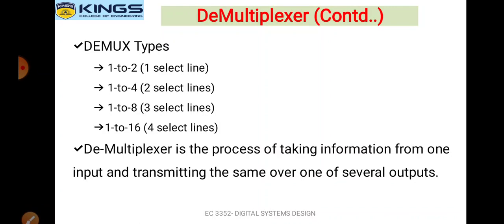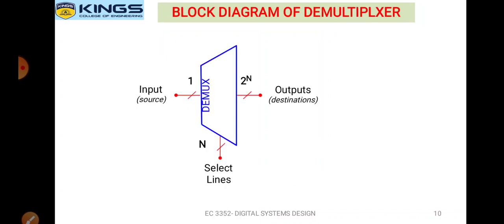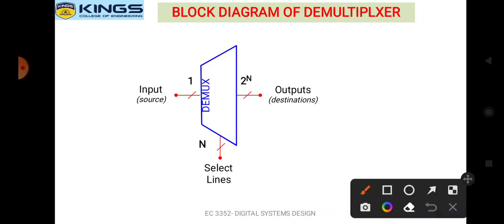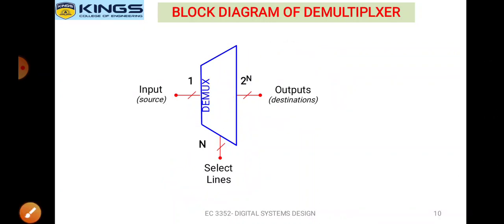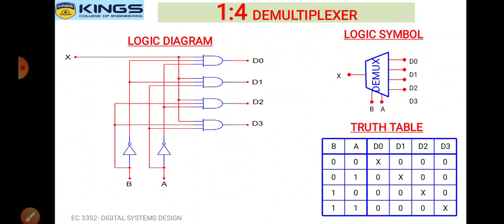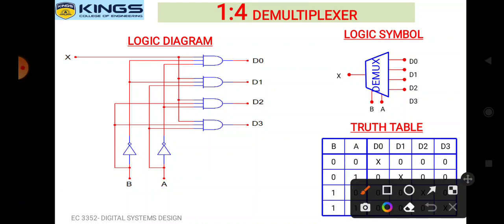So demultiplexer is the process of taking information from one input and transmitting the same over one of the several outputs. This is the block diagram of the demultiplexer. As we have discussed in the previous slide, it will have one input, 2 power n outputs and n number of selection lines, right? So this is just the block diagram. For example, I have taken the 1:4 demultiplexer concept. Here I have given the logic symbol, truth table and logic diagram.